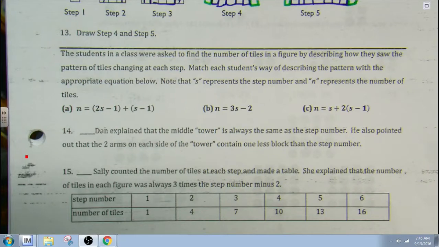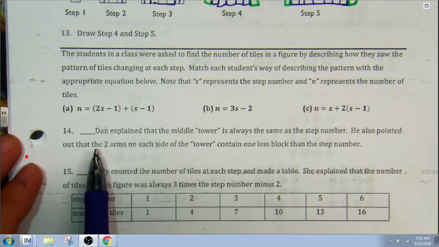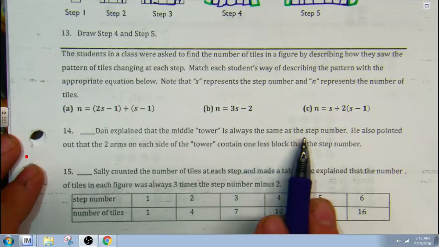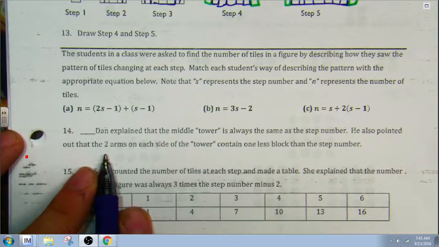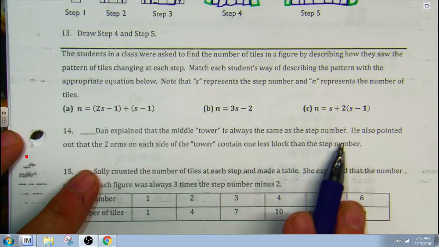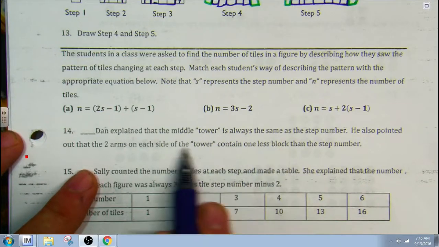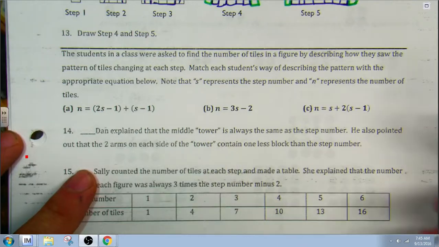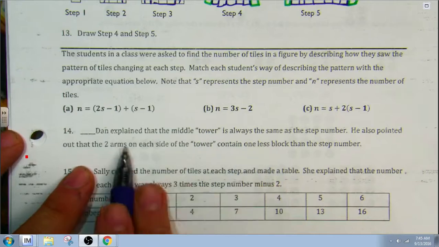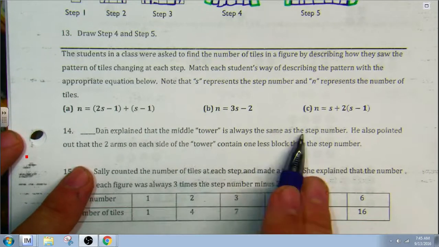Okay, so what we have to do is, this is going to be that part where we're connecting how quantities are defined, and we're going to be interpreting expressions. So when I look at this, Dan explains that the middle tower, so we're talking about this, the middle tower is always the same as the step number. He also pointed out that the 2 arms on each side of the tower contain 1 less block than the step number. Okay, so we have the step number is the center tower. So we see this is 2 times the step number, and he doesn't really say anything about 2 times the step number. This is step number minus 1, and it doesn't really say that.